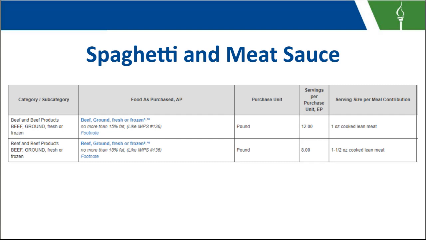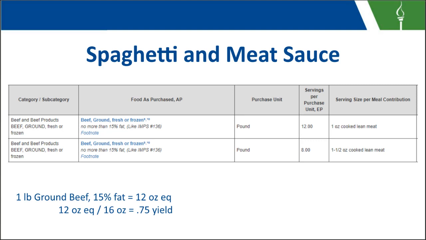So like I mentioned previously, to determine the yield, we need to take the ounce equivalents divided by the actual weight of the product. So this 1 pound of this ingredient, so 16 ounces, is going to contribute 12 ounce equivalents. So we're going to take 12 divided by 16 ounces to give us our yield, which is going to be 0.75.